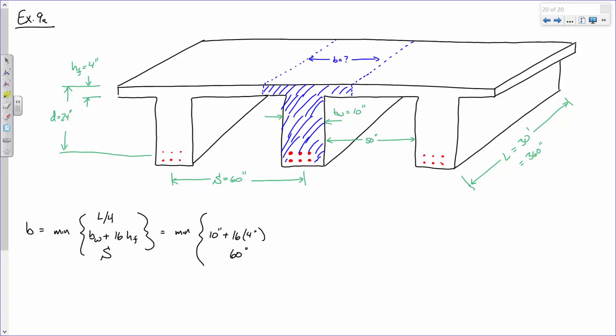Boom. So, 360 inches over 4. This is really important when you're doing this. It's really easy to mess something like that up, okay? All right, so the minimum of 360 over 4, that's 90. That's 60. 16 times 4 is what? 64. So 64 plus 10 is 74. Did I do that right? So it actually did end up just being the girder spacing, just halfway over and halfway over. All right. Sound good? Okay.